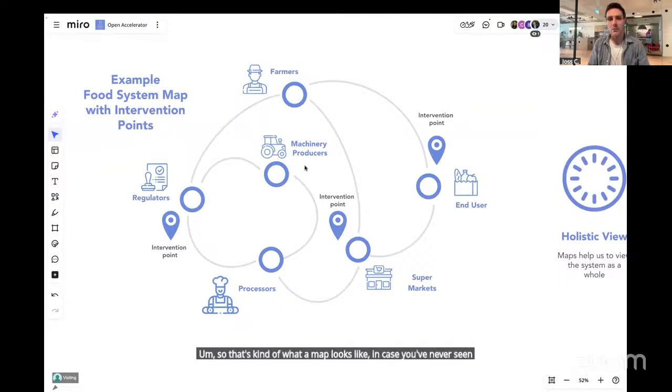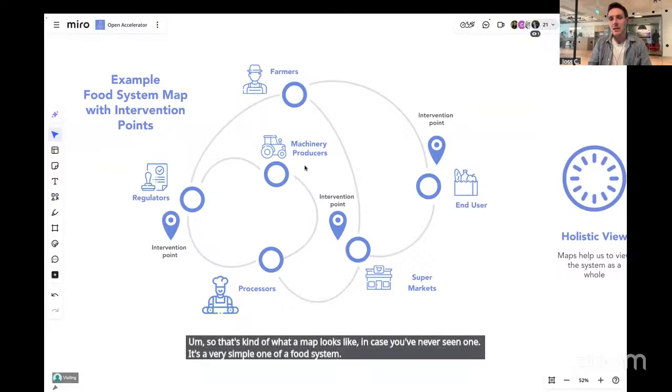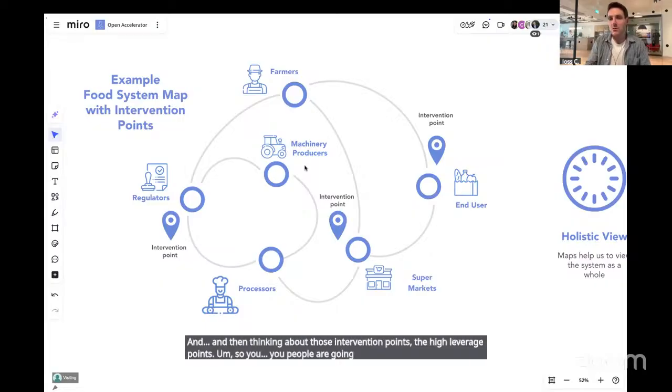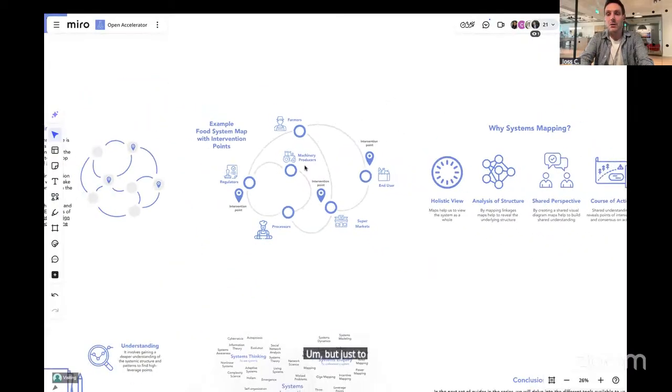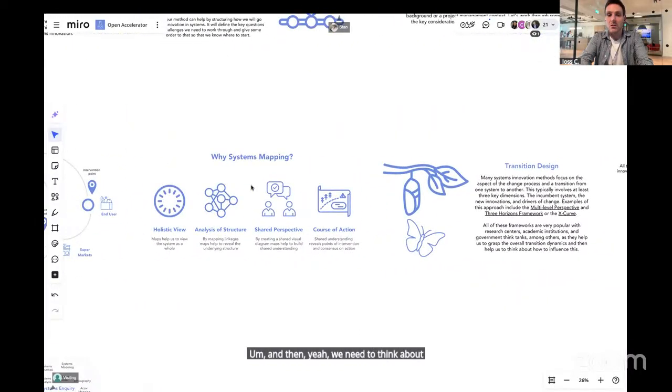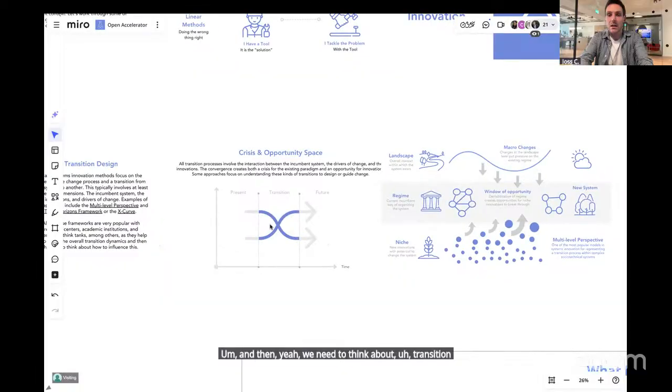It's a very simple one of a food system, and then thinking about those intervention points, the high leverage points. You are going to be exploring this as you go into your breakout rooms, why you think these different areas are important for systems change. But just to recap on a few of them. And then, we need to think about transition design here and how that plays out.